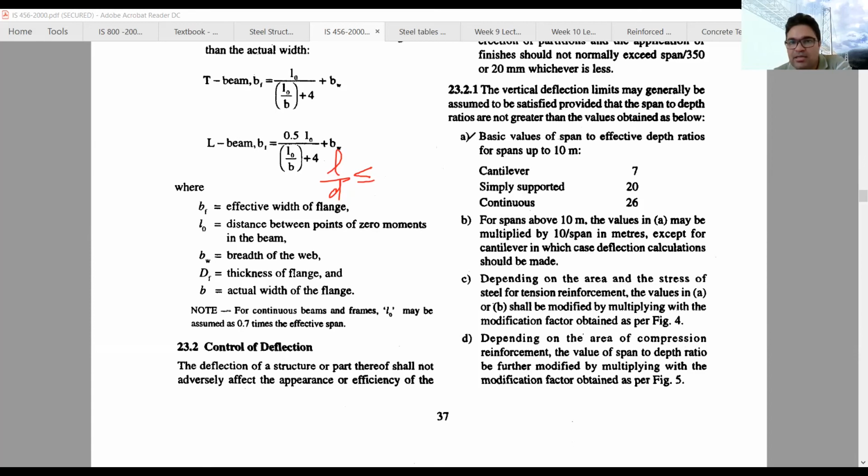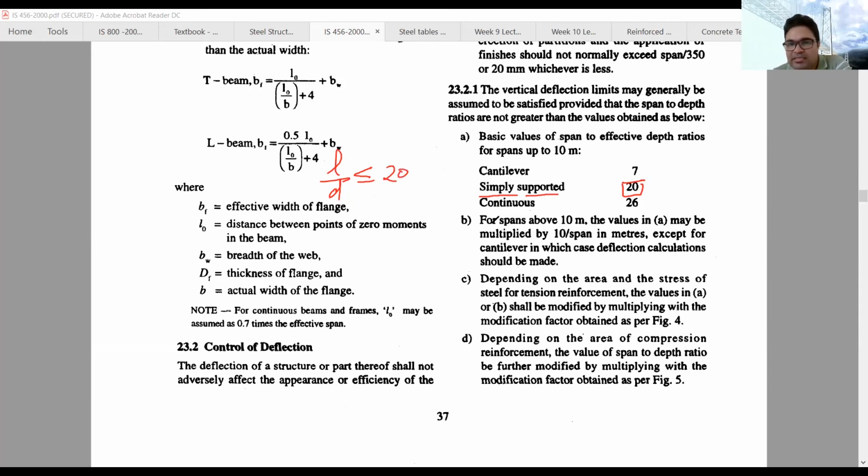Now it says for A, basic value of span to depth ratio for spans up to 10 meter. Our beam mostly will be simply supported. So in that case, the ratio is 20. So we will write here 20.